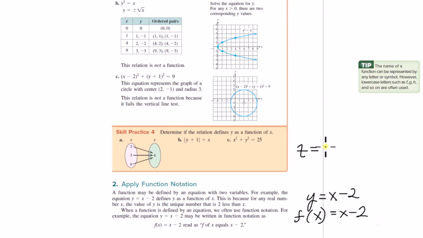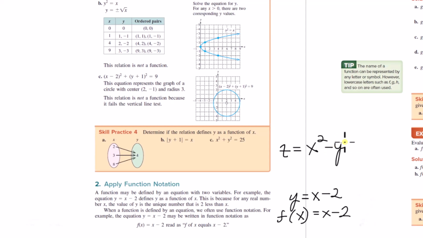If you had z is equal to x squared minus y squared plus 2y plus 3, you could write this as f of x y is equal to that same expression. So you say f of x is equal to x minus 2, or f of x y is equal to x squared minus y squared plus 2y plus 3. And you'll see, if you make MATLAB functions, you can name your function whatever you want. Instead of just an f, you can name it whatever you want.